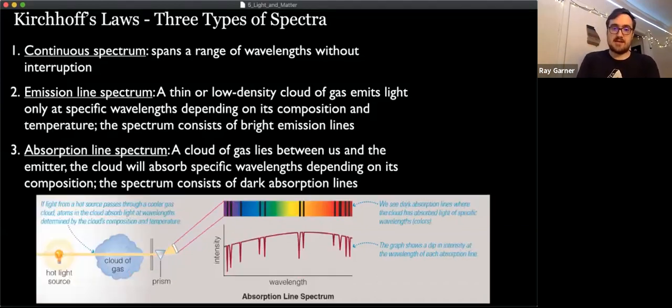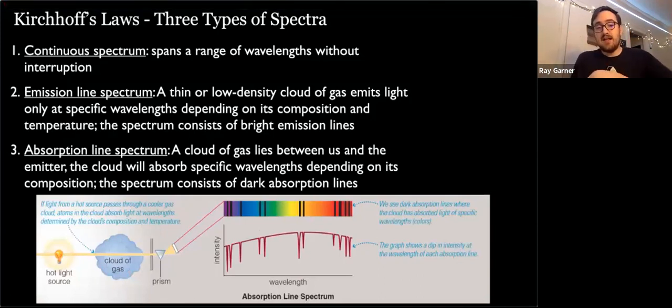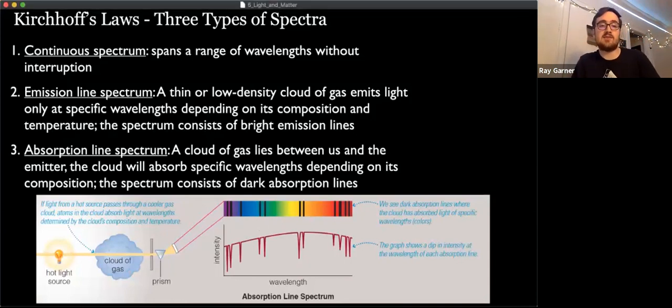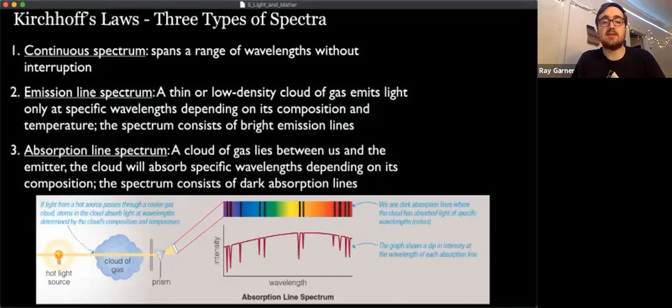And then finally, an absorption line spectrum is a cloud of gas that lies between us and a hot light source. That cloud of gas will then absorb specific wavelengths depending on its composition. So the spectrum will consist of dark absorption lines. We've got a hot light source, and that light is first going to pass through a cooler cloud of gas. It doesn't matter what the temperature is, as long as it's cooler than the hot light source. We'll pass it through a spectroscope, and we'll get the continuous rainbow from the hot light source, but the cloud of gas has absorbed specific parts of that rainbow.